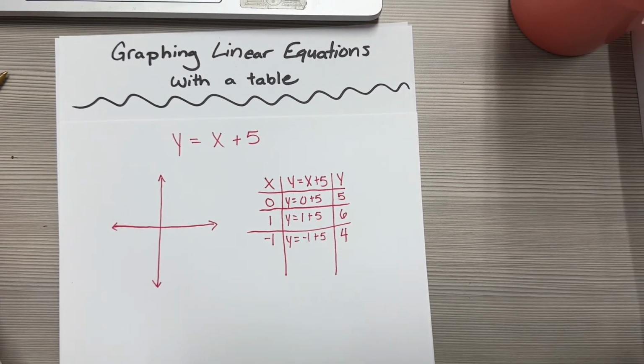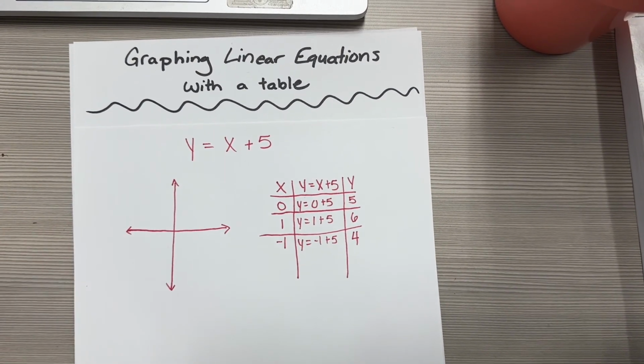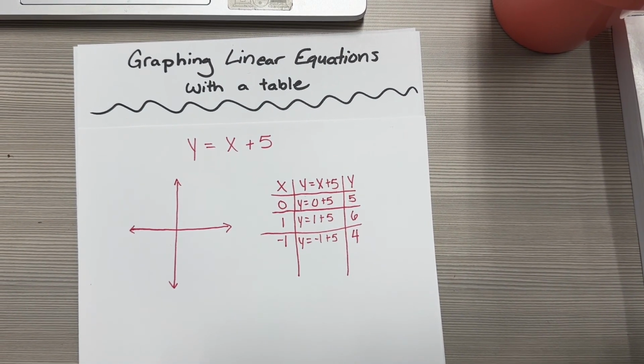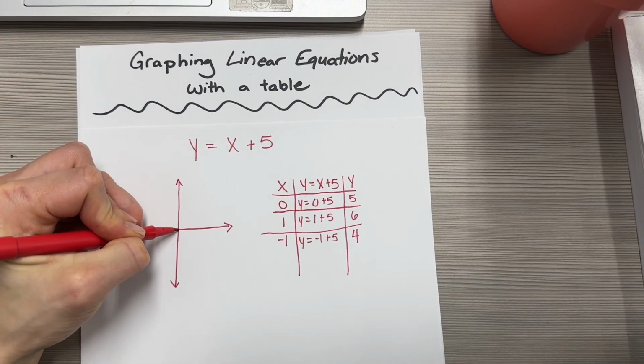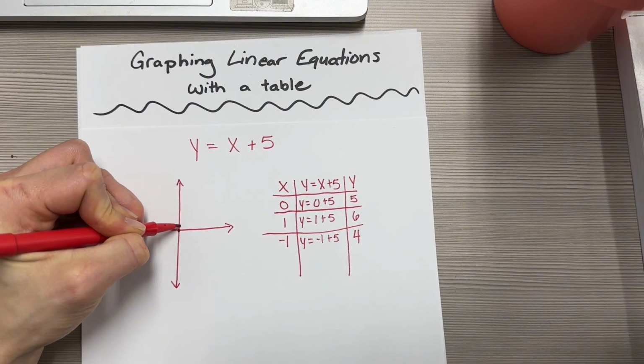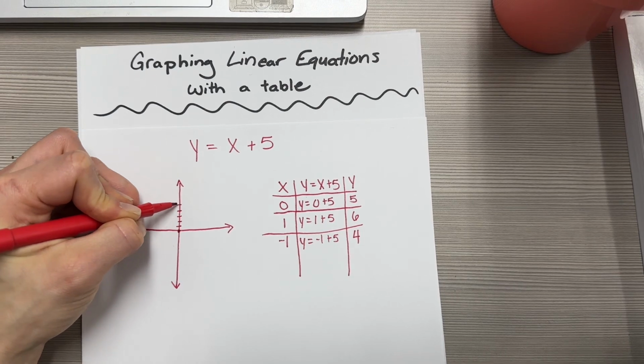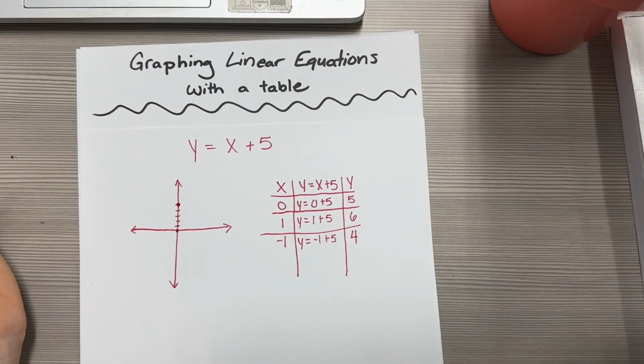So now that we have our values, we can go ahead and plot them on our coordinate plane. First one being x is 0, which means we don't go left or right. We're just going to go up to 5. So 1, 2, 3, 4, 5. Our first point is here.